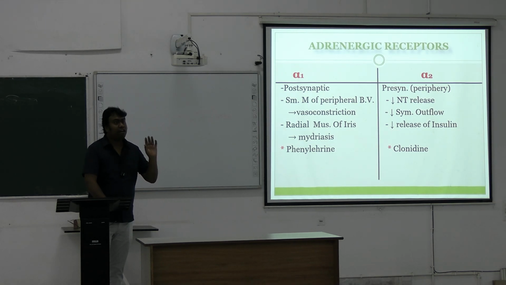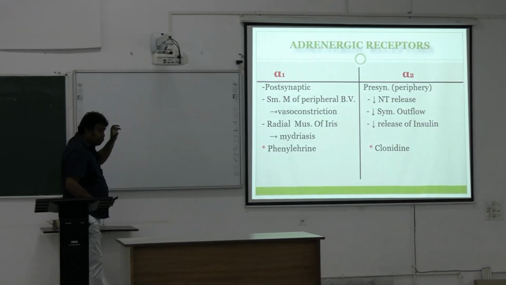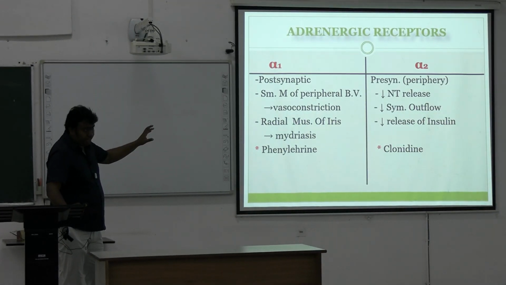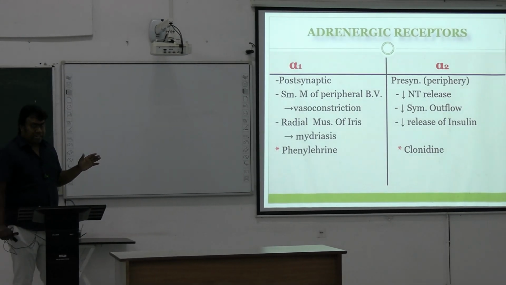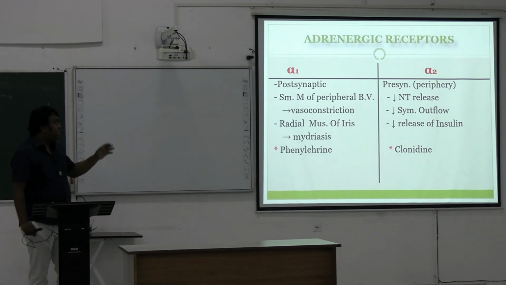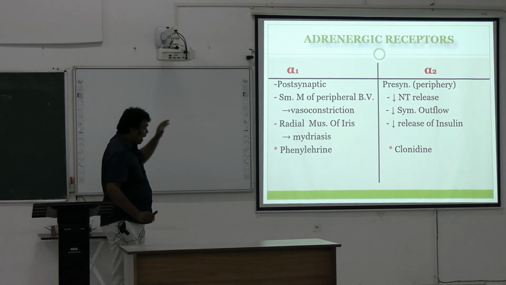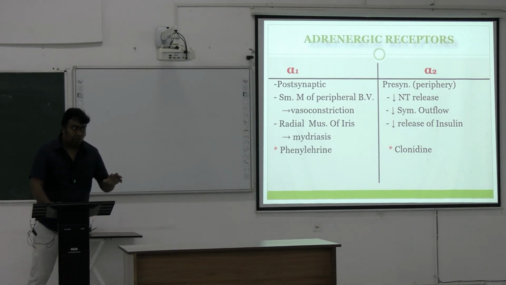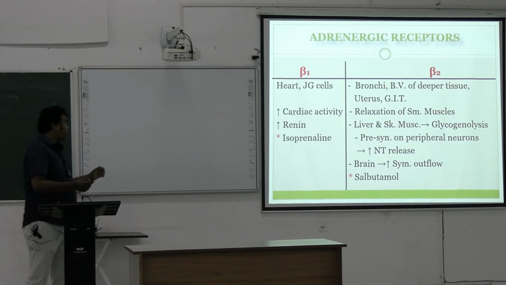The neurotransmitter for the adrenergic system is noradrenaline. By stimulation of alpha 2, which is presynaptic and peripherally located, they reduce neurotransmitter release. That neurotransmitter is noradrenaline. It reduces sympathetic flow and reduces release of insulin, and their specific stimulator is clonidine. Clonidine is a specific alpha 2 receptor stimulator.